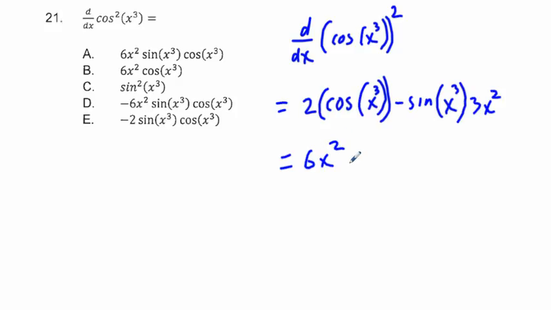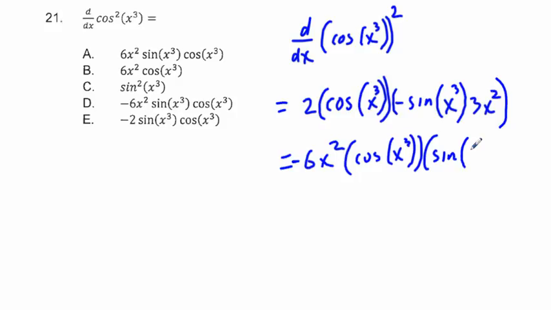So for this, we're going to get 6x squared, actually negative, because we have this negative sign out here. That's going to be negative 6x squared times cosine x cubed times sine x cubed. And that's going to give us answer choice D. So that's going to be your correct answer here.